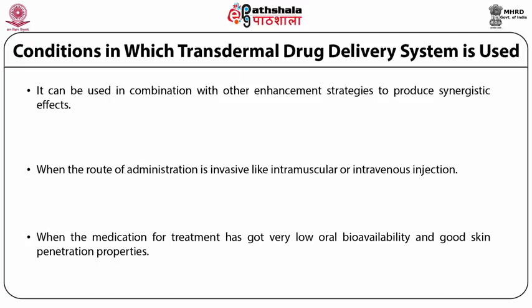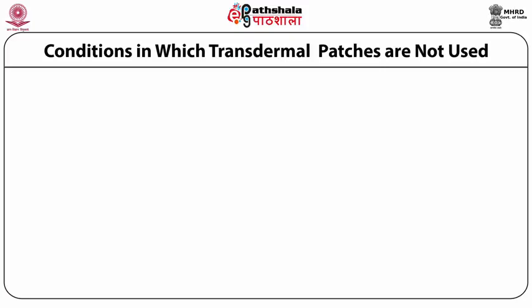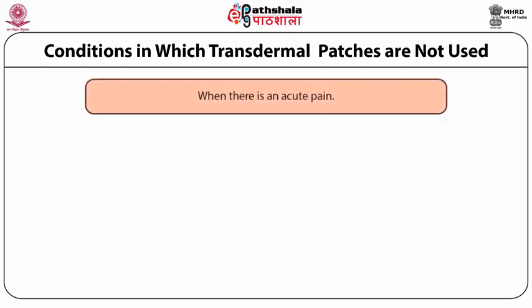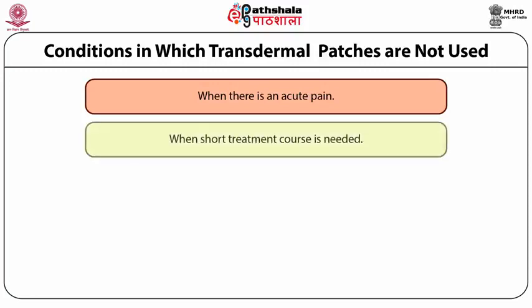We must appreciate that it is not that transdermal patches or transdermal drug delivery systems are used for all the conditions. There are certain situations where these systems should not be used. What are these conditions? The first condition is when there is acute pain. Because of its inherent lag phase of drug delivery, it would not be suitable if a condition is of acute pain. It should not be used when a short treatment course is needed; it is more suitable for chronic therapy.